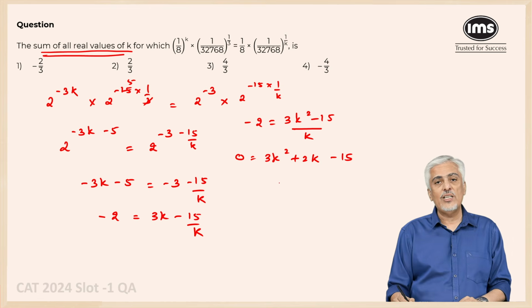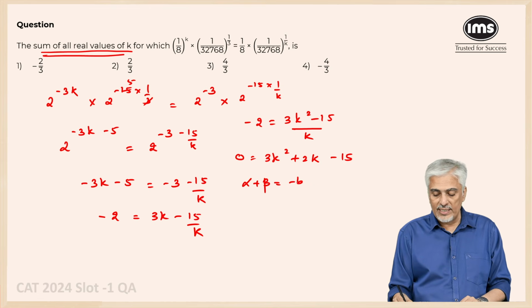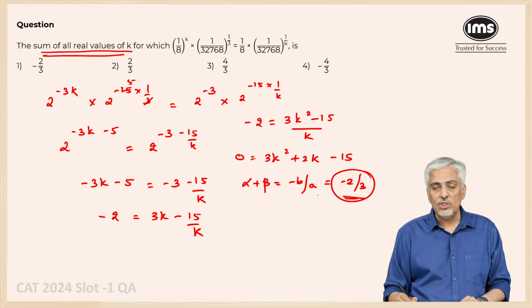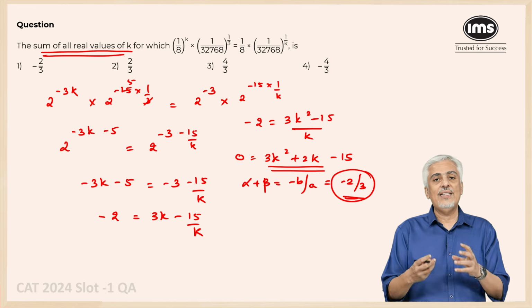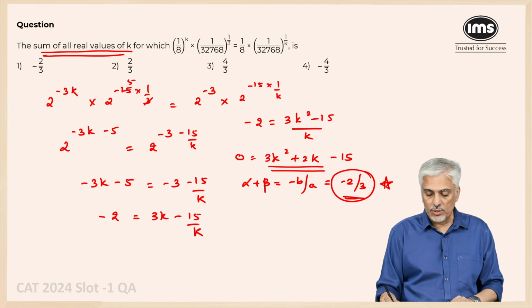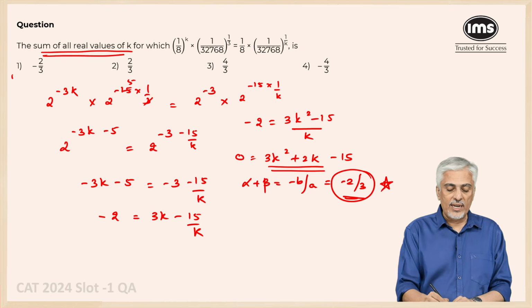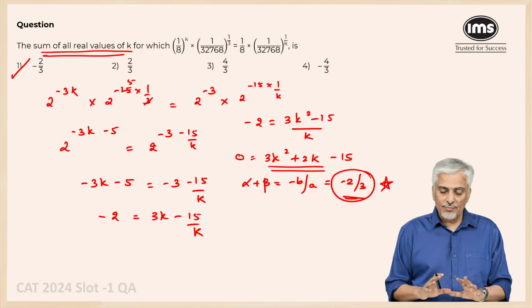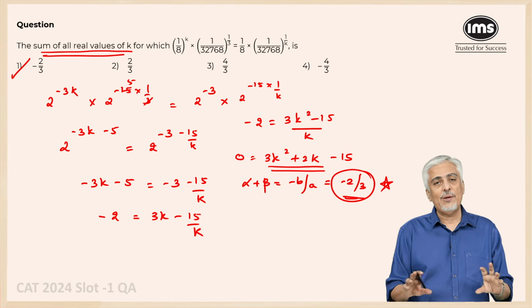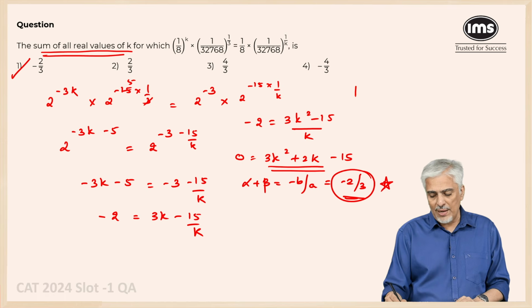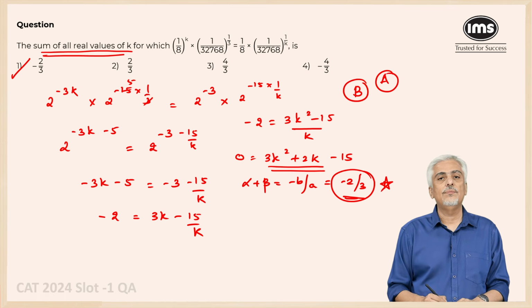Now, sum of all values of k, that means sum of the roots. So, alpha plus beta is minus b by a and negative 2 by 3. Lot of students would have wasted the time over here solving this by formula method and then again adding alpha and beta and getting this answer only. So, that was the thing you could have avoided. Answer was the first option. Except the last step, everything else was pretty straightforward. Maybe for the last step you want to give it a B, otherwise it was a level A question.